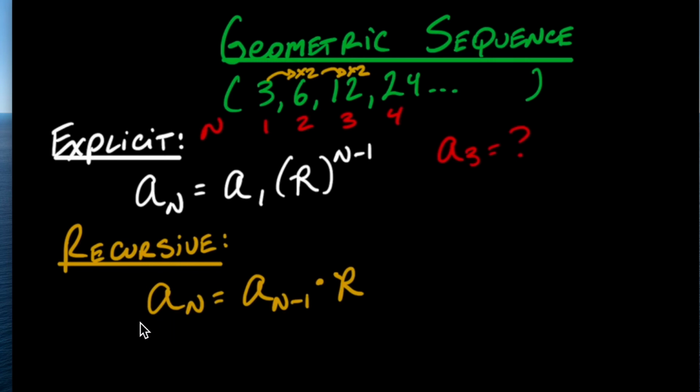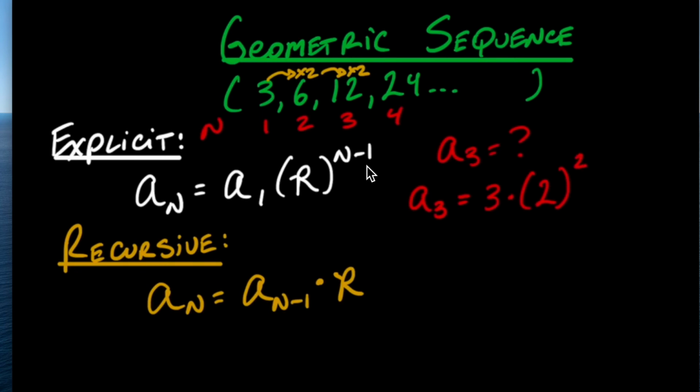Well, if we want to find a sub 3, we're going to take the value at position 1. The value at position 1 is 3. Then we're going to multiply that by the common ratio raised to the n minus 1 power. Okay, we're looking for the value at position 3. Therefore, we're looking at 3 minus 1, or 2, as an exponent.